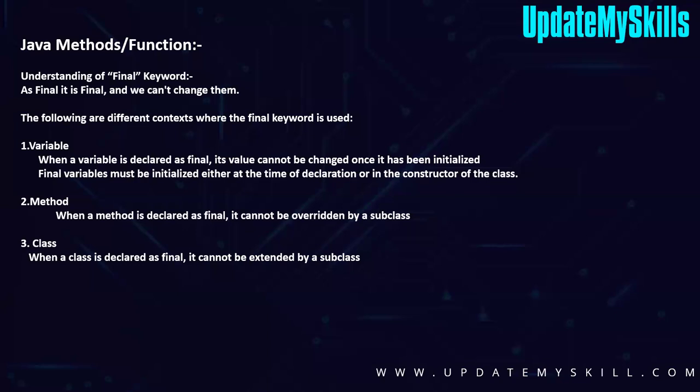Real-world examples of final: this is the final offer. This is the final deadline for any task. Once you pass the deadline, it will not be changed. The same thing applies here. Whenever you define a variable with the final keyword, it means that the value cannot be changed.